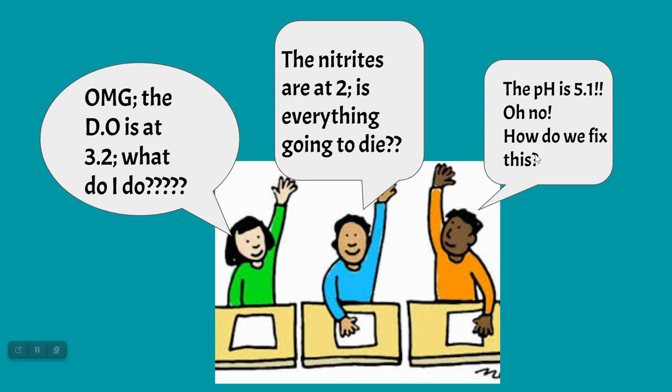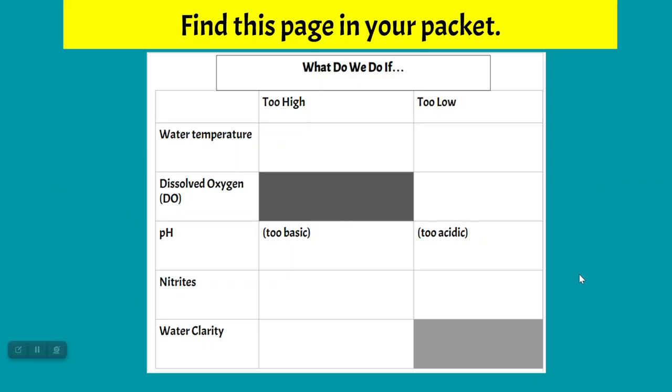That's our big question. How are we going to fix our ecosystem so that we can get our water quality back to normal? So if you look in your packet, you'll find this page. And we can talk about water temperature when it's too high or too low. With dissolved oxygen, we don't care if it's too high, but we do worry if the dissolved oxygen gets too low. pH, we don't want it to be too basic or too acidic.